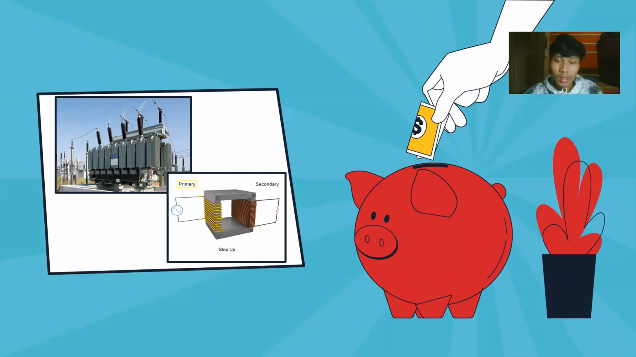coil is always less than the number of turns in the secondary coil. The primary voltage is always less than the secondary voltage, and the primary current is always greater than the secondary current.